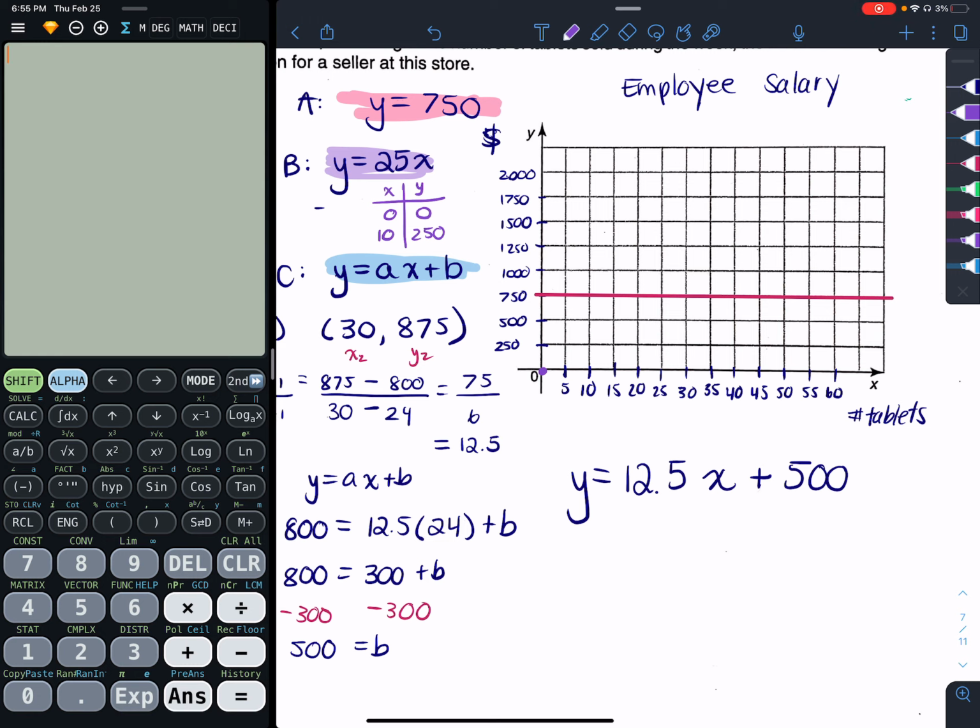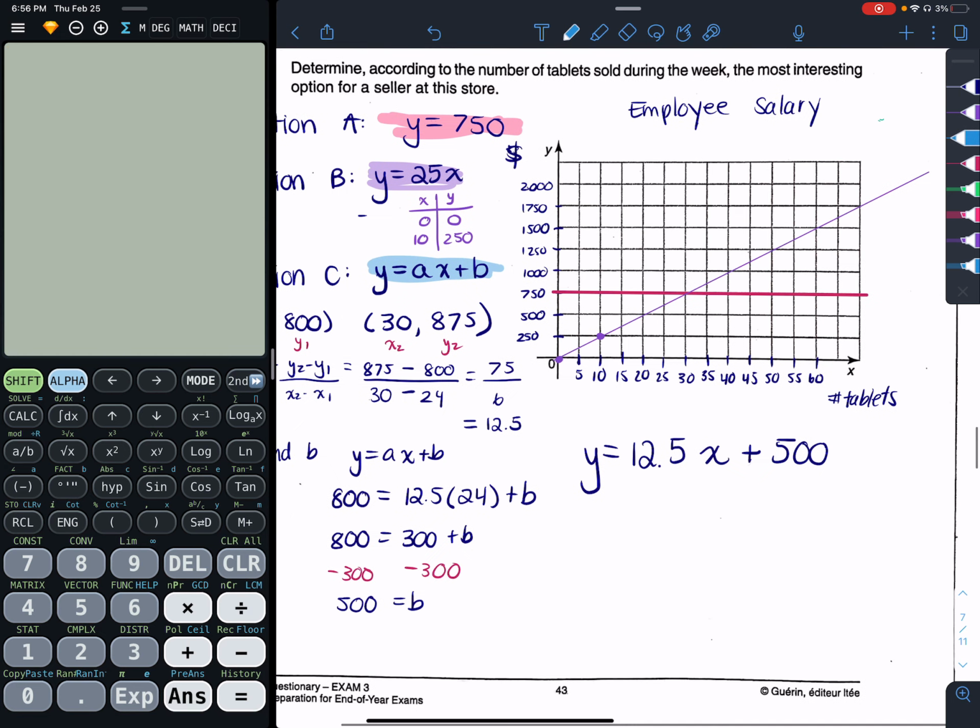Okay, so 0, 0, and then we still have the same points. X is still 10, Y is still 250. Now it's just going to look a lot nicer. So we're still putting in that point, X is 10, Y is 250, and we're connecting those dots. And now we're going to extend that line all the way. Okay, and now we can graph this next one.